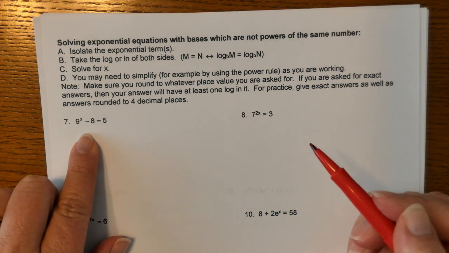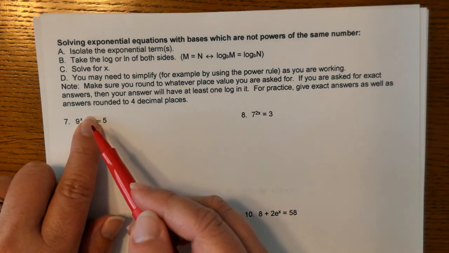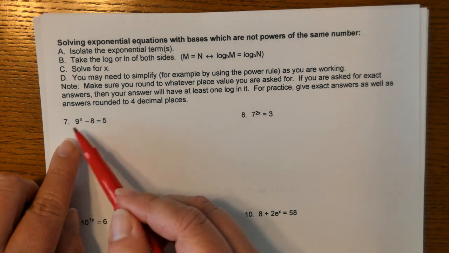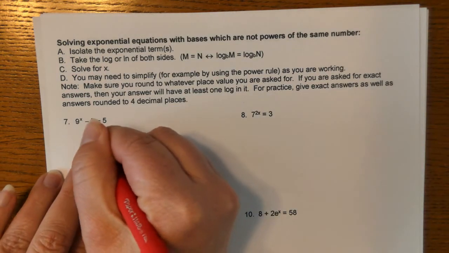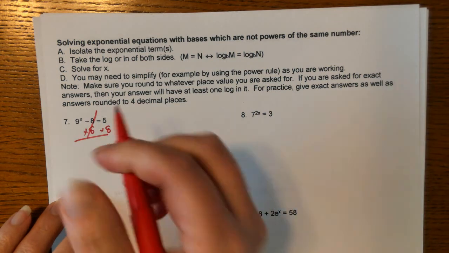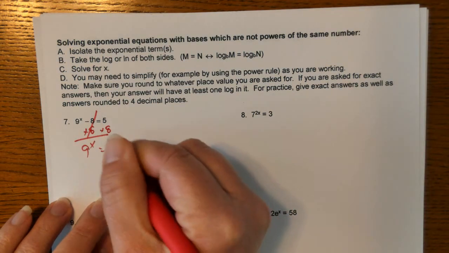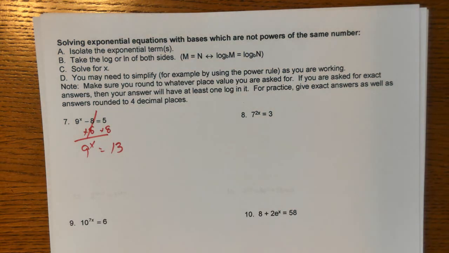On number 7, the exponential has not been isolated for us. The 8 is in the way. So if you have something over on the exponent side with it, you're going to have to get rid of that first. So my first step here is going to be add 8 on both sides so that I can get the exponential by itself. So 9 to the x equals 5 plus 8, which is 13.